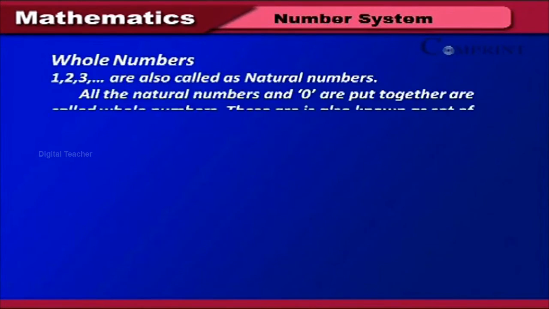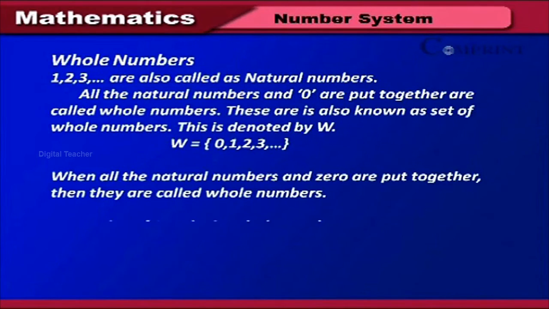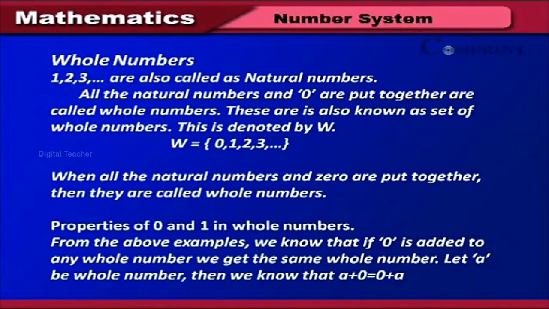Natural numbers are 1, 2, 3 and so on. All the natural numbers and 0 put together are called whole numbers. These are also known as the set of whole numbers. This is denoted by W. W is equal to 0, 1, 2, 3, etc. When all the natural numbers and 0 are put together, they are called whole numbers.